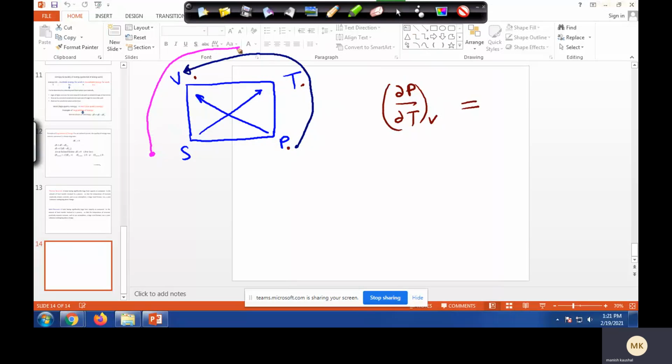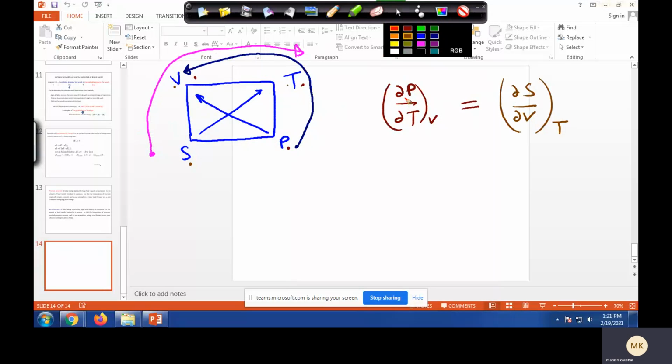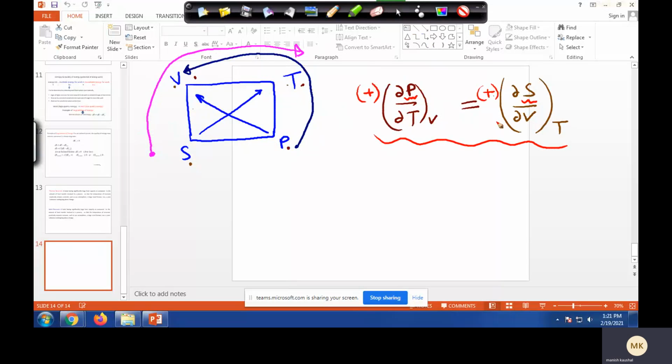S, V, you need three variables, till T. Now write the same thing from the S side. What will we write? Dou S by dou V at constant T. Now let's talk about sign. We have P here. From P, the arrow is going away, so plus. And then here we have S. From S also the arrow is going away, so plus. So that is another Maxwell relation. You can check. So this way you can write all four Maxwell relations.